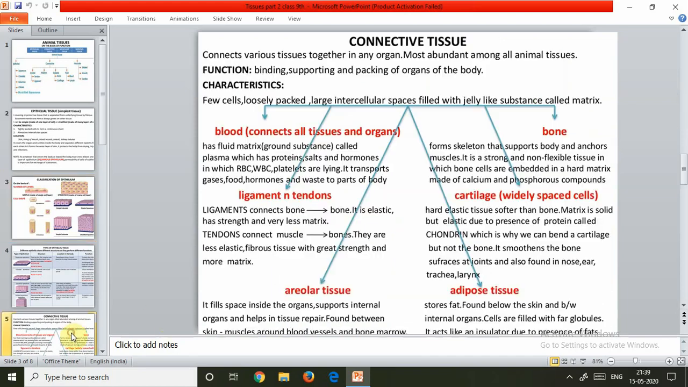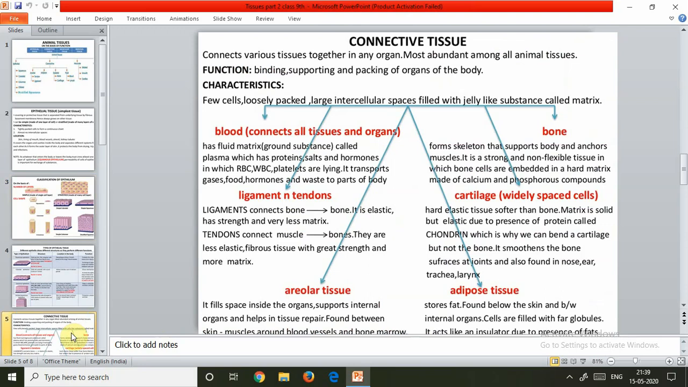So now we'll talk about the connective tissue. I told you the connective tissue is also of two types. The connective tissue is specialized to connect and anchor various body organs. What does anchoring mean? Anchoring means holding up something tightly. So the function of connective tissue is to connect two things and anchor various body organs.